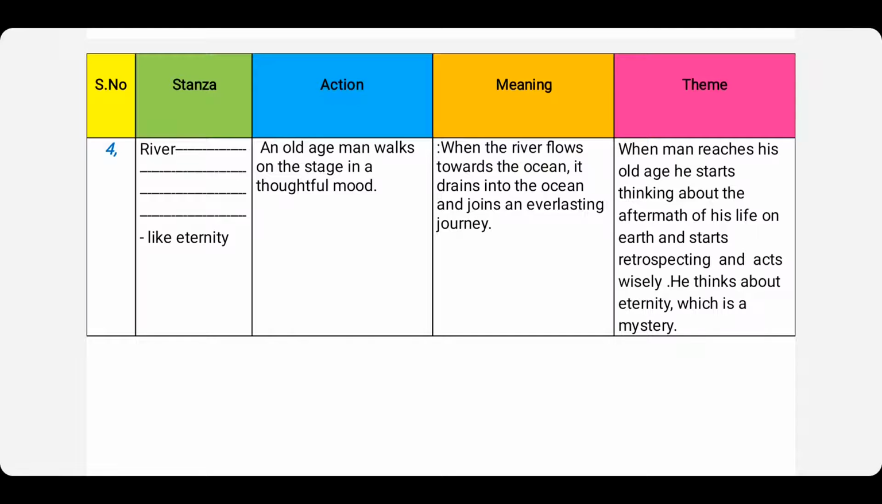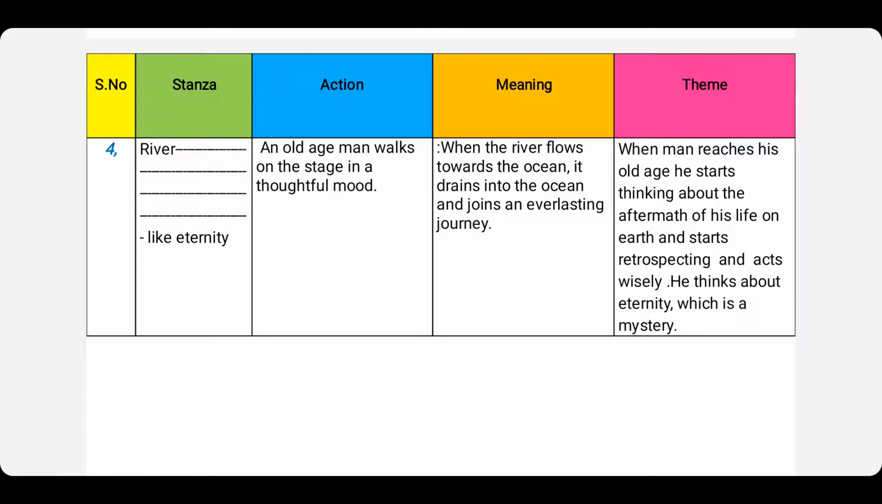He is thinking about something, right? What is he thinking? When a man reaches his old age, he starts thinking about the aftermath of his life. Aftermath of his life means afterwards, after his life on earth has concluded, what will be the next step? What is the next thing? That is what he is thinking. He is thinking about the aftermath of his life on earth and starts retrospecting and acts wisely. He thinks about eternity, which is a mystery. So he thinks about many things which he hasn't thought so far, and he thinks about eternity.